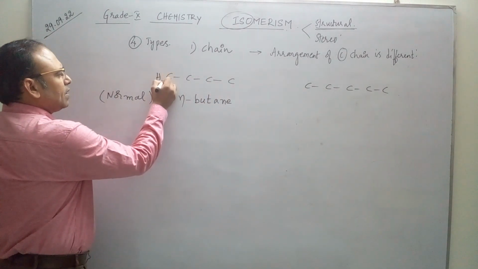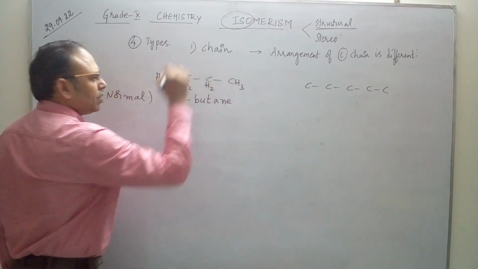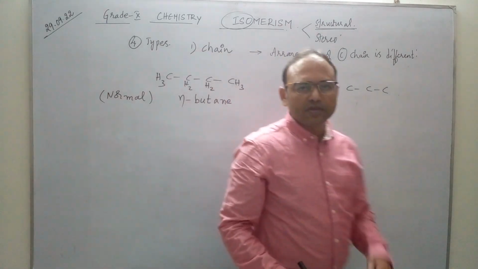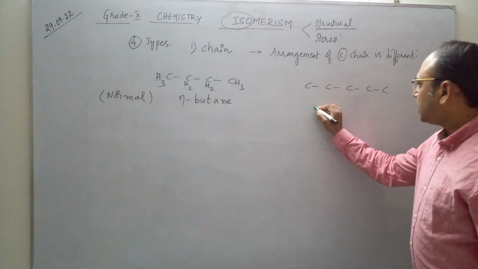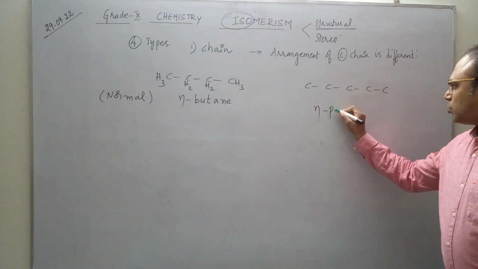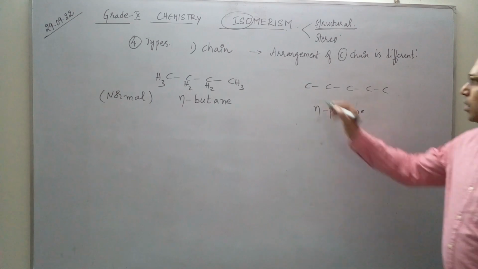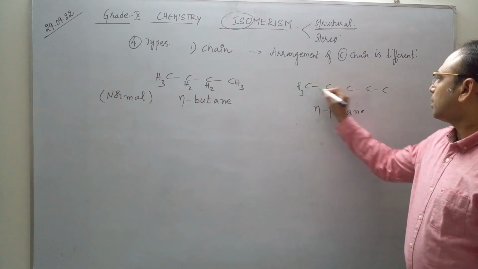Now you can complete the hydrogens. Same way, we have written 5 carbons in a straight chain, hence you can call it N, that is normal. We have 5, so root word pent, single bond, ANE. Now complete your hydrogens.